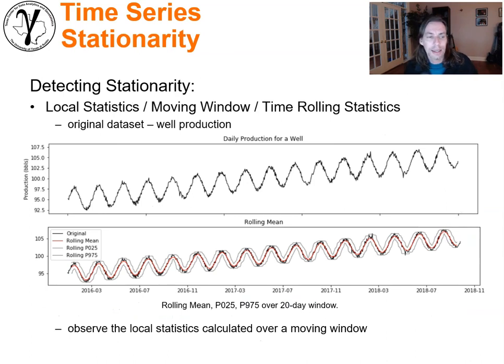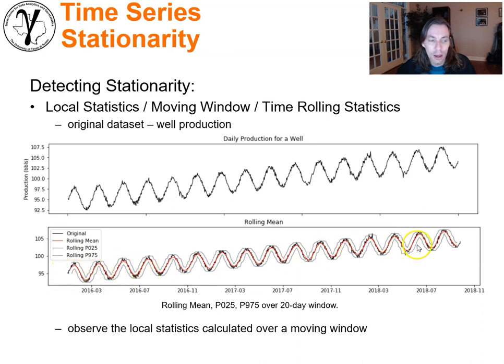So furthermore, on detecting non-stationarity, a very nice idea is to do some type of local statistical calculation, moving windows, time rolling statistics. So we take the original data set and its production over time. It has some cyclicity going on with regard to its production and some increasing trend. You could calculate over some rolling window, in this case 20-day production, uniform weighted window, the mean, the P2.5, the P97.5, the 95% confidence interval on the statistic over the 20-day window. And I can go ahead and calculate that, and I get this.